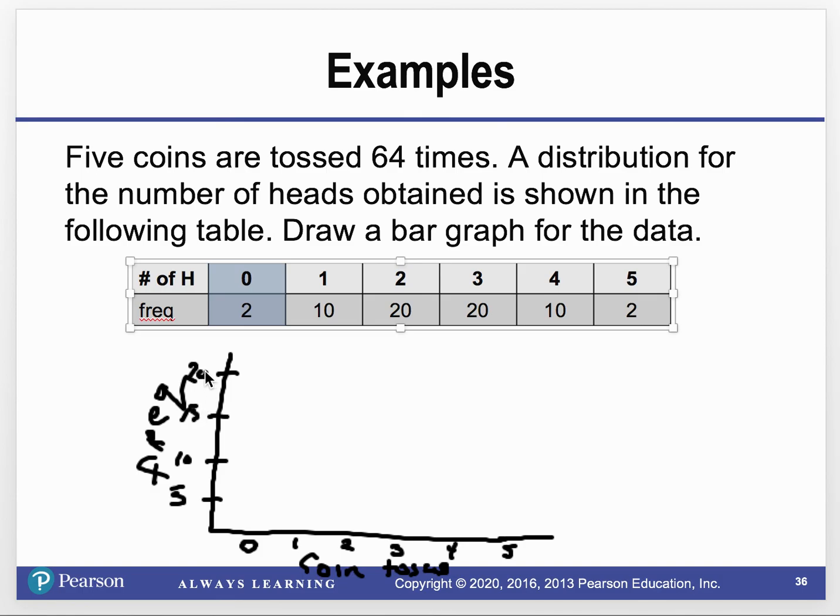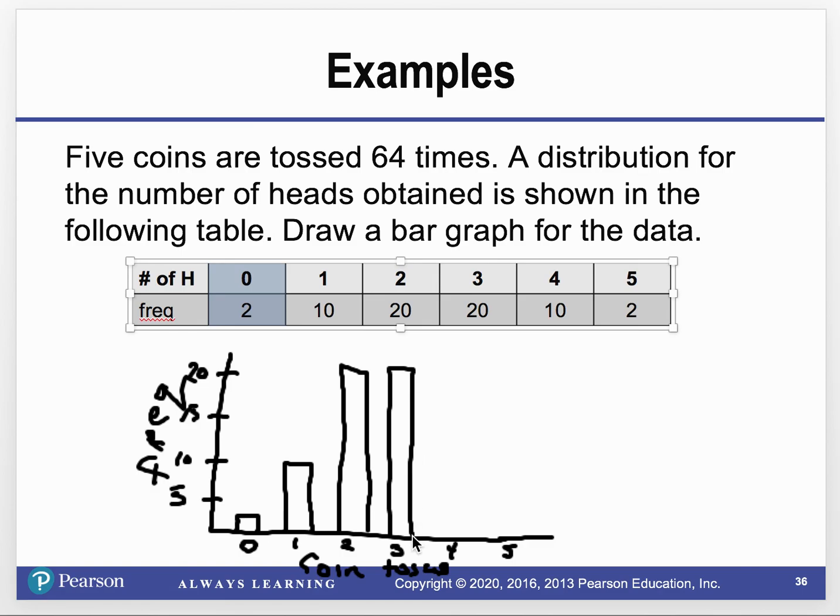15, 20. Okay, I'm going to make my bar go up about 2 on the 0 heads. 1 head had 10, so I need a bar that goes up that high. Okay, 20 for 2. 20 for 3 heads. 10 for 4 heads. And 2 for 5 heads.